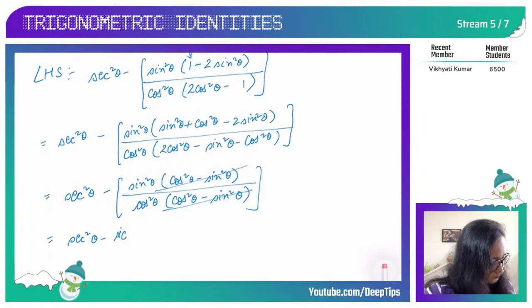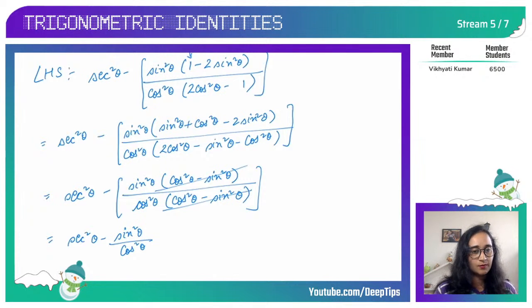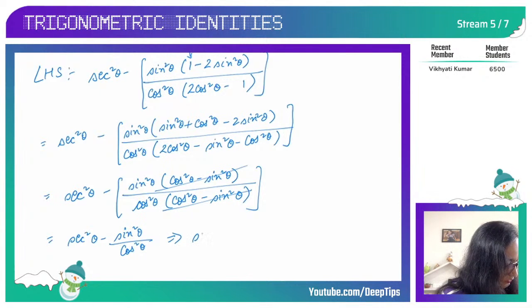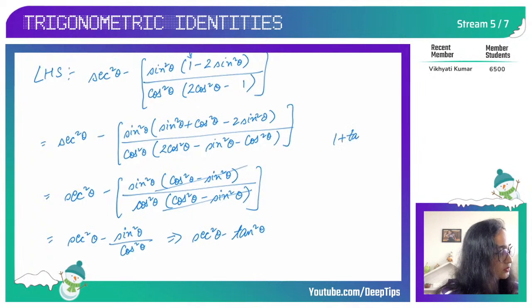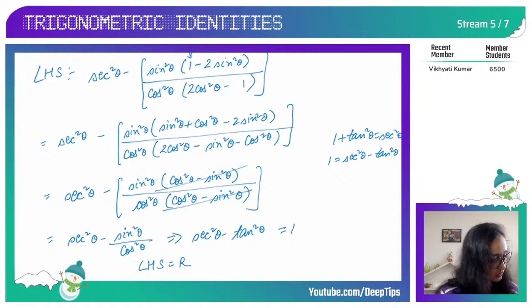Just a minute. Sine square theta upon cos square theta, correct? Now there are two ways to do it. Either I change sine square theta by cos square theta to tan square theta, so I can write secant square theta minus tan square theta, because I know that 1 plus tan square theta is equal to secant square theta. So 1 is equal to secant square theta minus tan square theta. So this is equal to 1, and I can write LHS equals RHS.